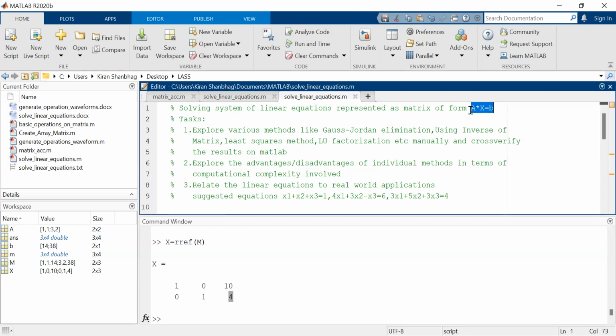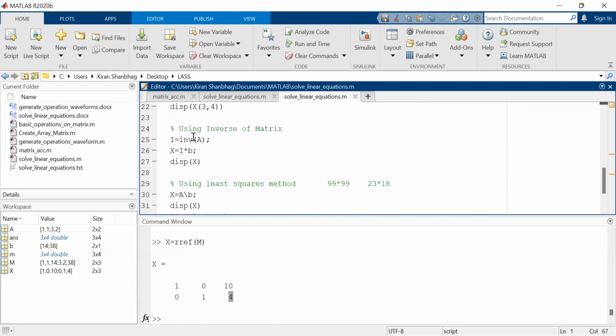So what's going to happen? A inverse into A is going to be the identity matrix. Then multiplied by X, identity multiplied by X is nothing but X only. Here what I have to do? A inverse multiplied by B on the right side. Okay, let us do that. The second method, let us do that.